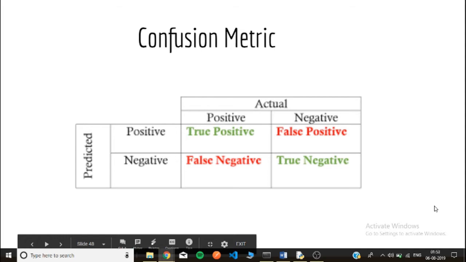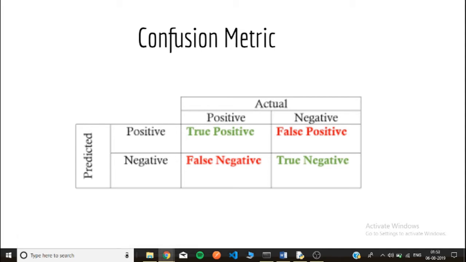Hello everyone. Let's now move on to the various metrics that we will use in ML models in order to validate our predictions. First of all is the confusion matrix. A confusion matrix is a table that is often used to describe the performance of a classification model on a set of test data for which the true values are known.